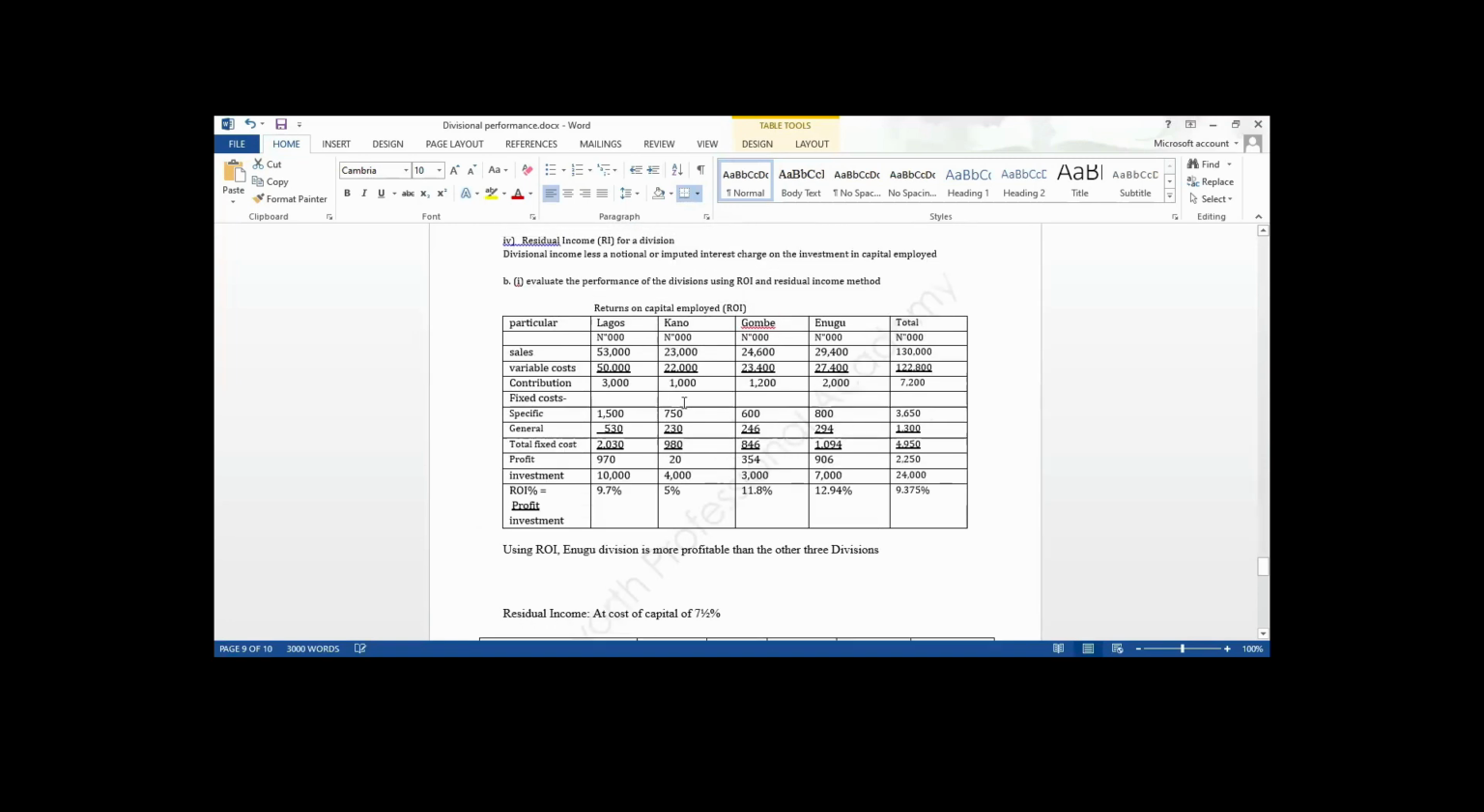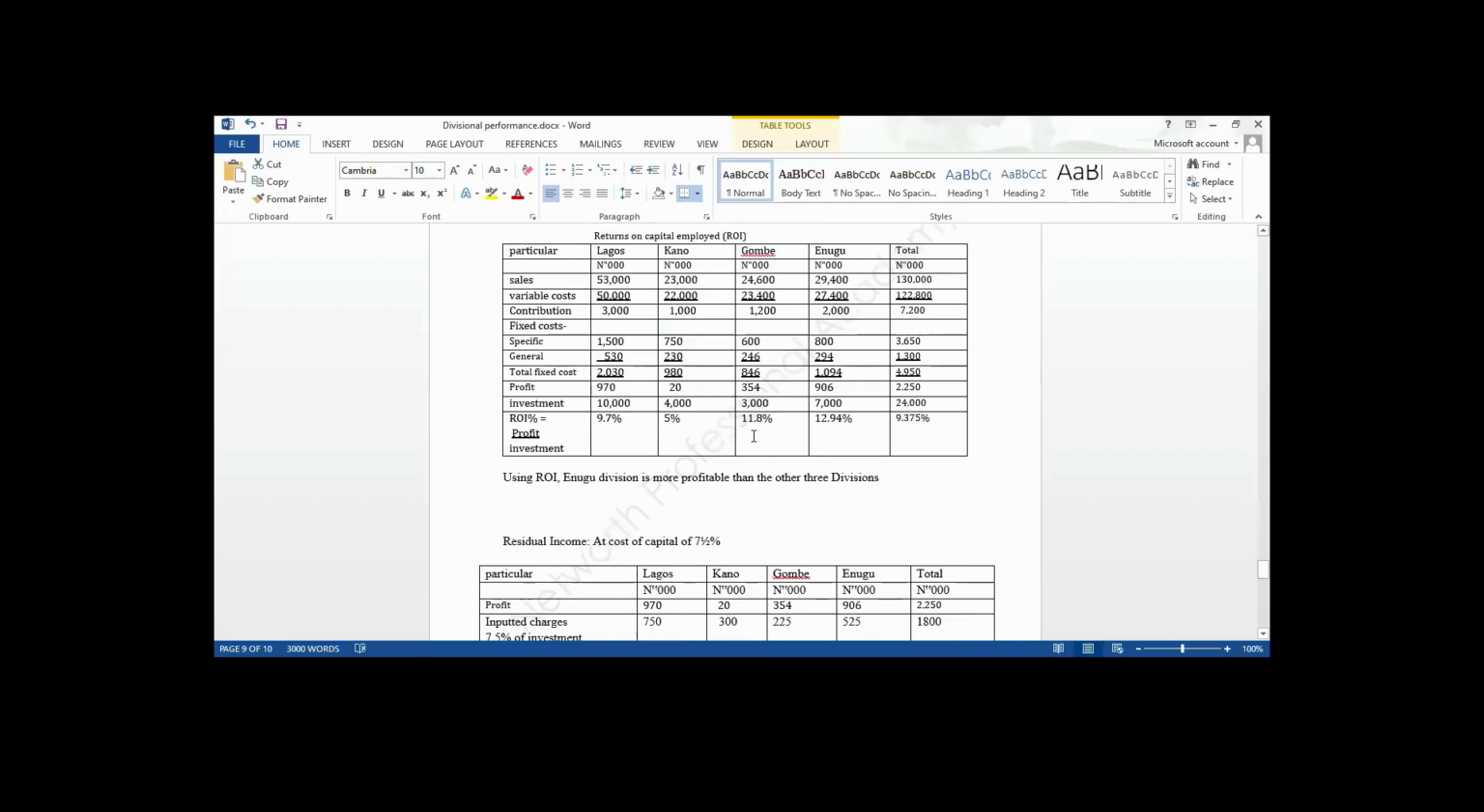Kano 5%. Gombe 11.8. Enugu 12.9. For the company as a whole, profits over total investment, 9.37. You have resolved this.